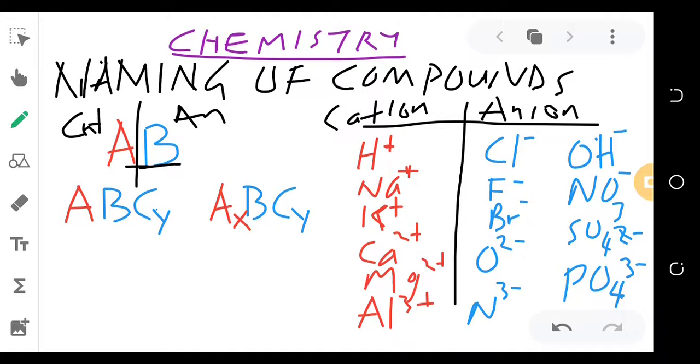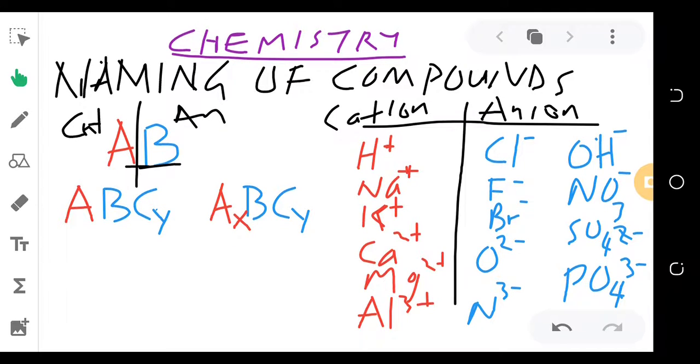Now, compounds can be classified into two. We have the binary compounds, just like this one. In binary compounds, we have just two elements forming the compound, element A and B. So this is a binary compound. Now, we also have polyatomic compounds. In polyatomic compounds, we have more than two elements forming the compound. If you look at the examples here, these two are polyatomic compounds.